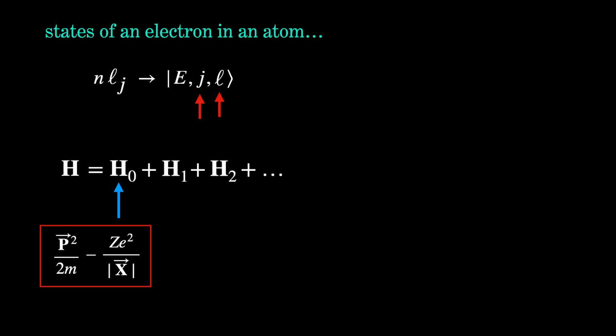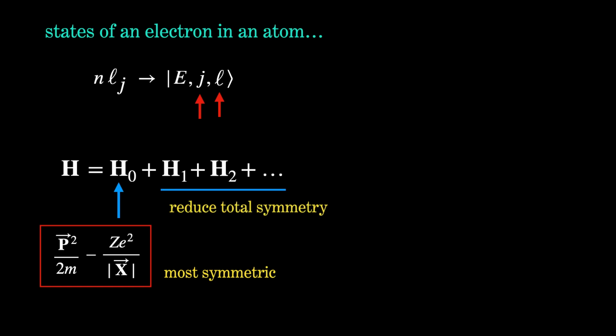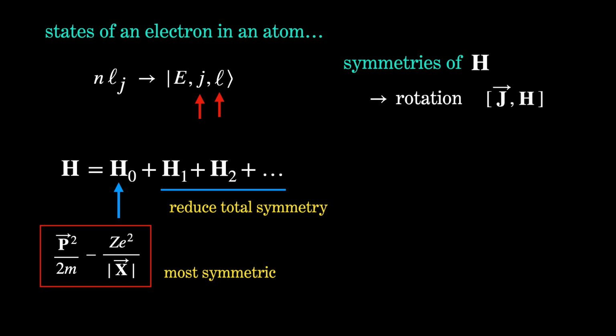There could be all sorts of other interactions, like the spin-orbit coupling, the relativistic effects of the electron, as well as more subtle effects like the Lamb shift, which is due to the quantum vacuum of the electromagnetic field. H0 is the simplest and most symmetric model, while the successive corrections tend to reduce the overall symmetries of the Hamiltonian. Even so, if we consider all these corrections to be due to the internal interactions within the atom, then it is reasonable to assume that the total Hamiltonian still possesses rotational symmetry.